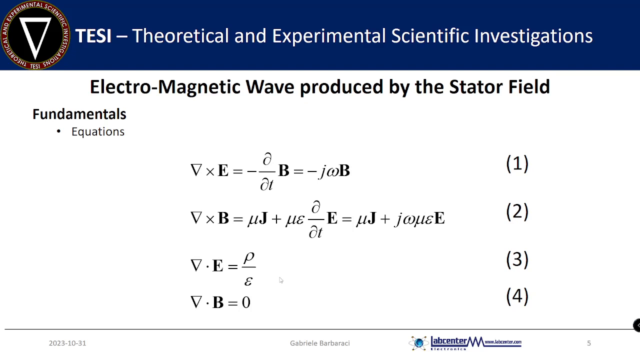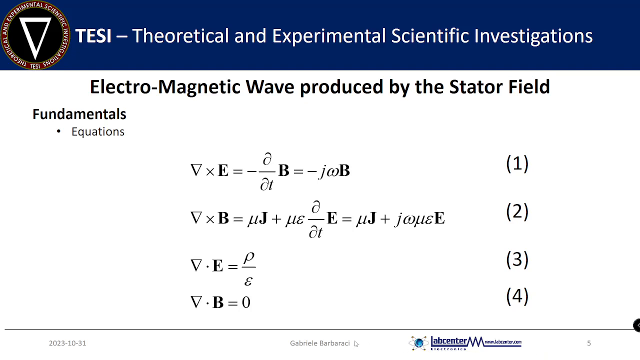The third equation says that the flow of the electrical field is characterized by the ratio between the free charge space density over the dielectric constant, which changes according to the medium where the electrical field is traveling.